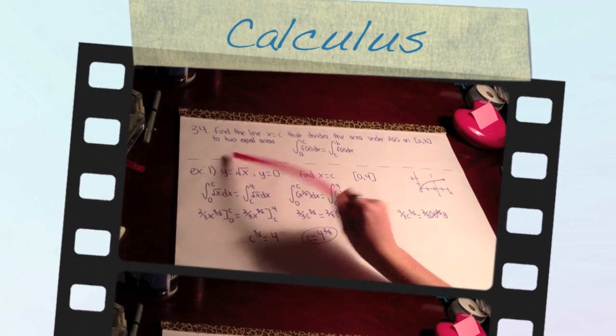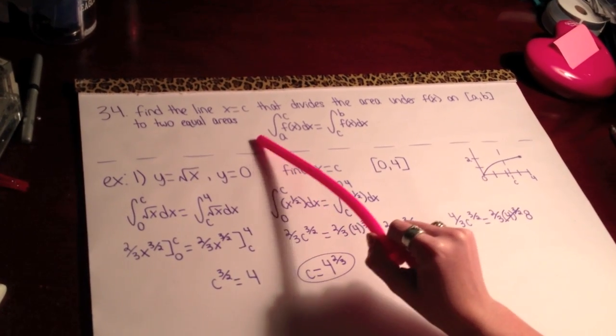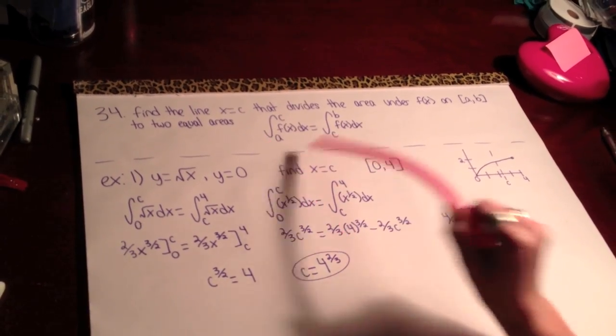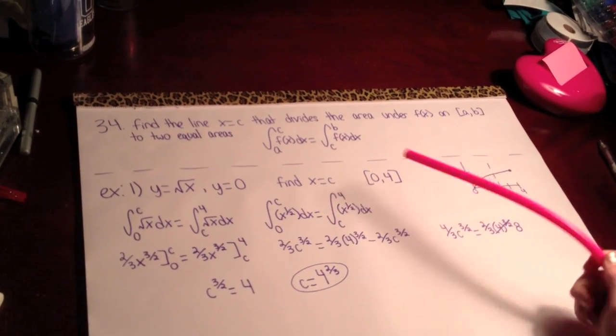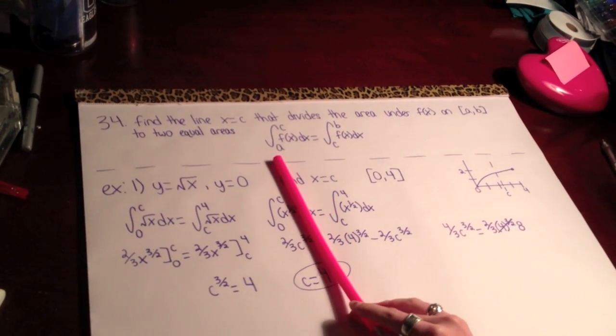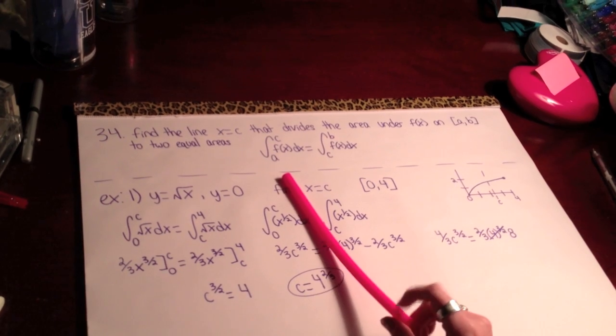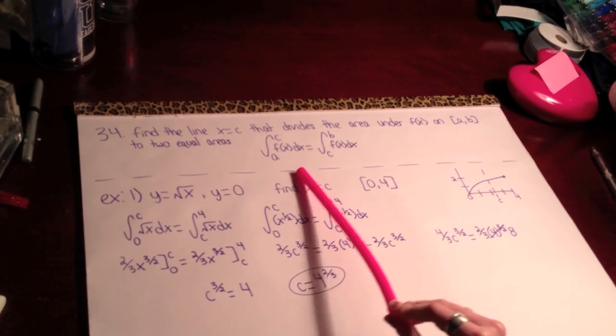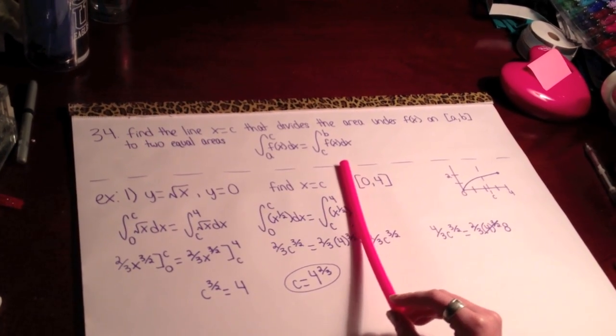Number 34 says to find the line x equals c that divides the area under f of x on a closed interval from a to b into two equal areas. So that means that the integral from a to c of f of x dx equals the integral from c to b of f of x dx.